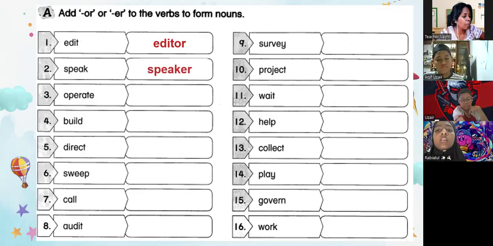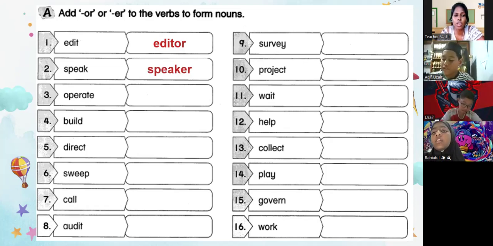Speaker. Okay. Operate. Operator. How do I spell operator? O-P-E-R-A-T-O-R. Okay, very good. Because you have A-T-E, you have to add O-R.